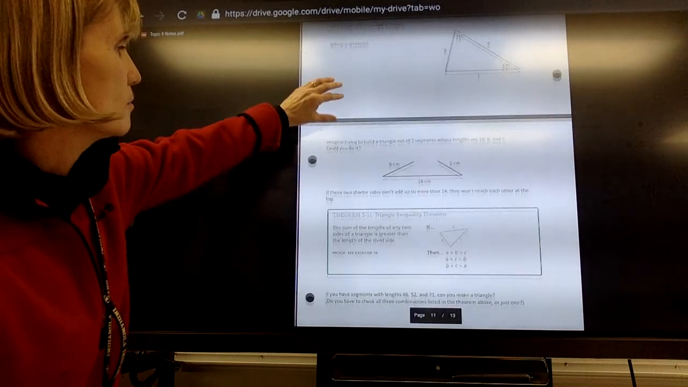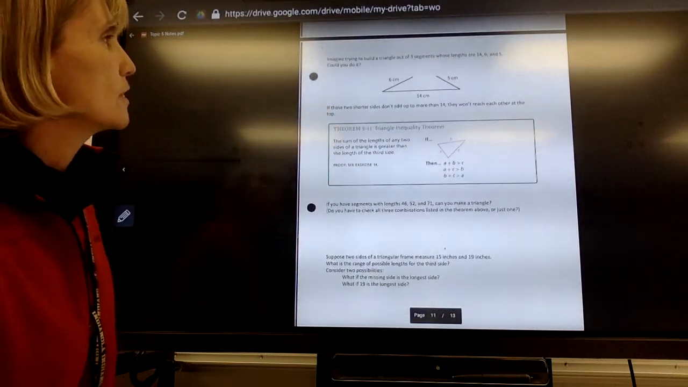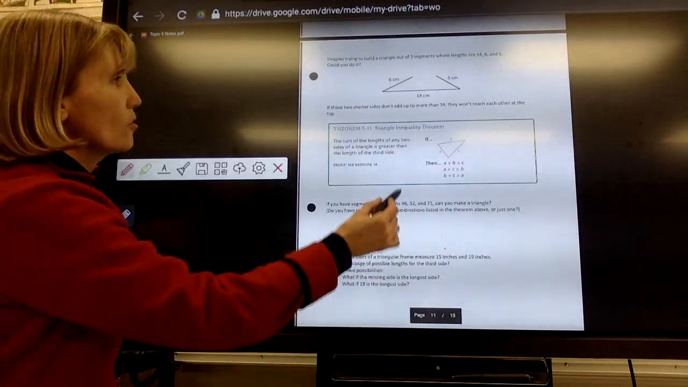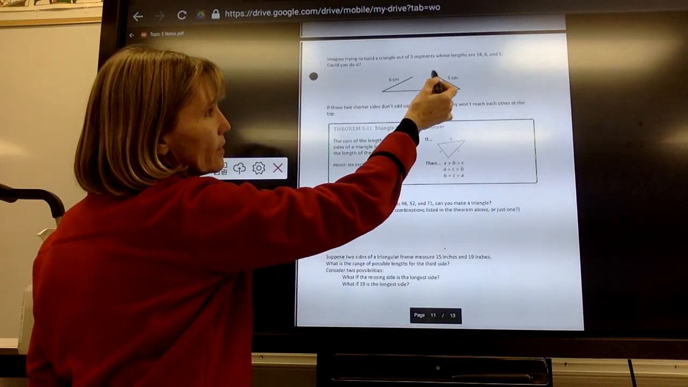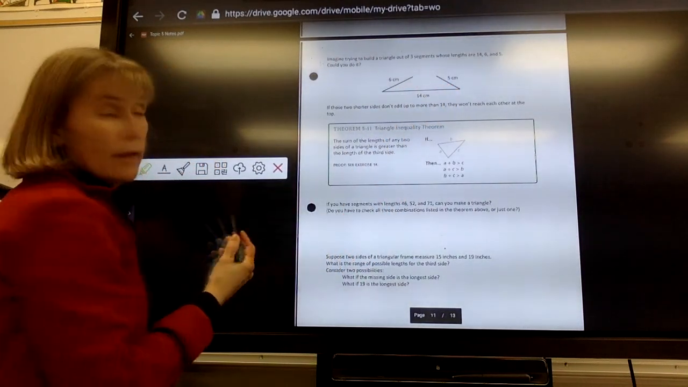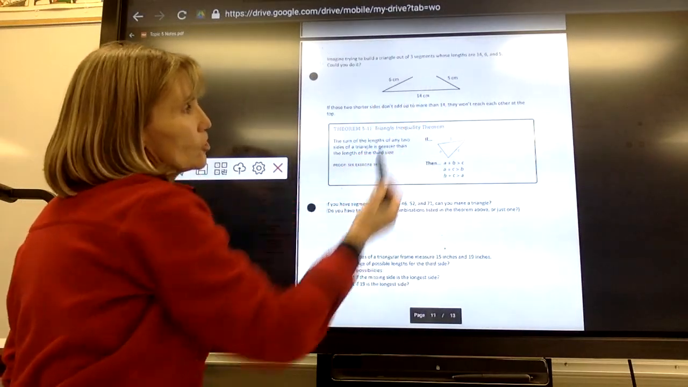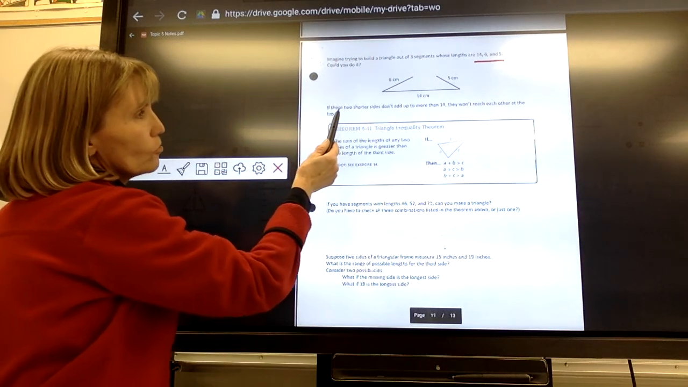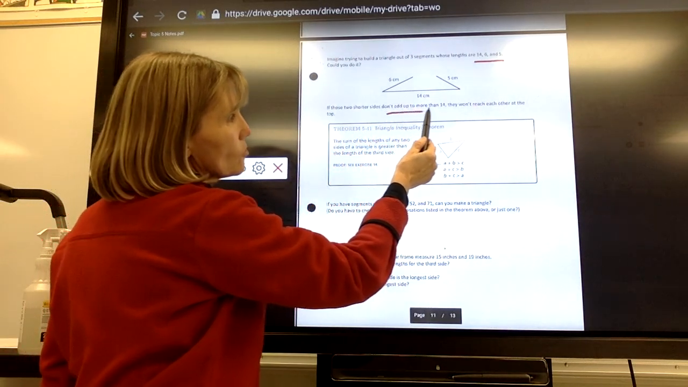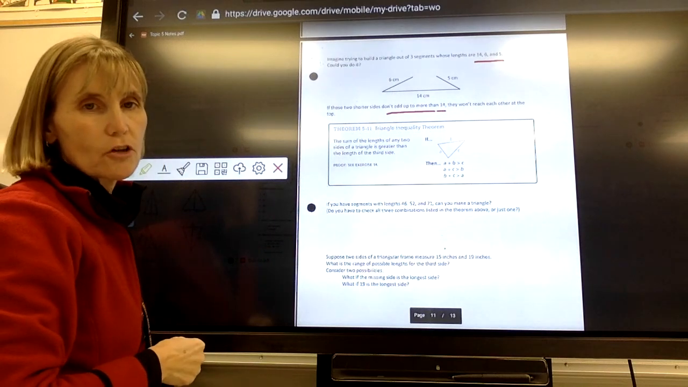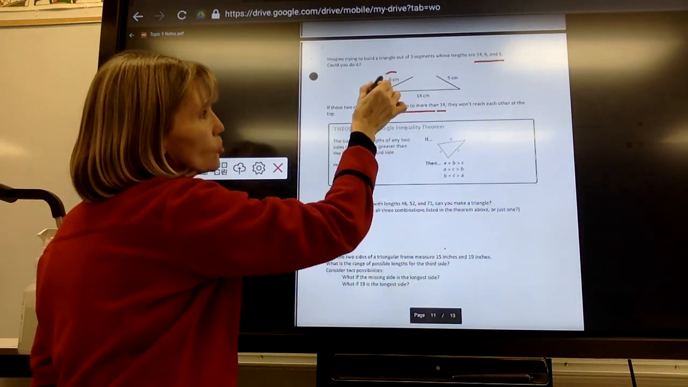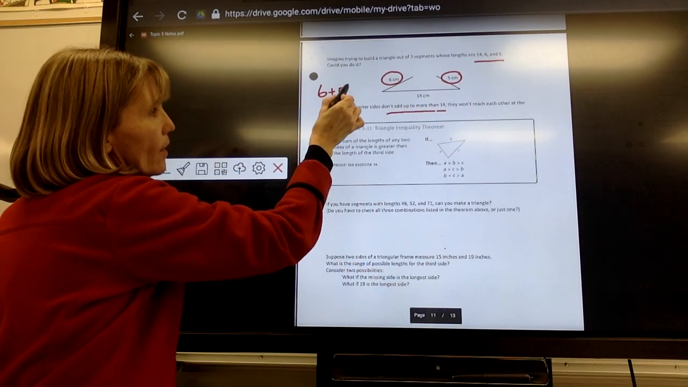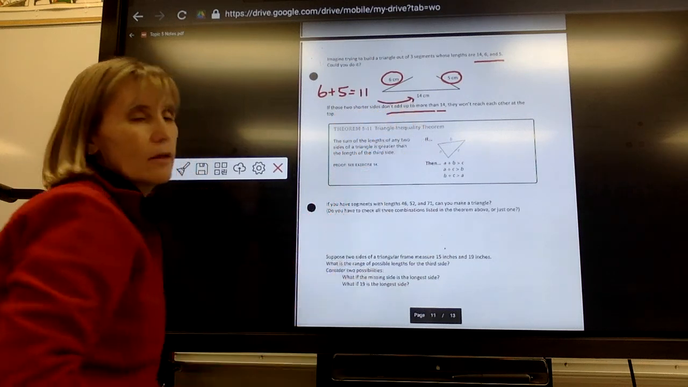So imagine trying to build a triangle out of 3 segments whose lengths are 14, 6, and 5. Could you do it? Here are my 3 sides. Is there any way I could make that connection there? No, you wouldn't be able to. These sides aren't going to reach each other, so we cannot construct a triangle using those 3 lengths. If those 2 shorter sides don't add up to more than 14, then they're not going to reach each other at the top. So you've got to take the 2 shorter sides of the triangle and add them together, and that total has to be greater than the 3rd side.